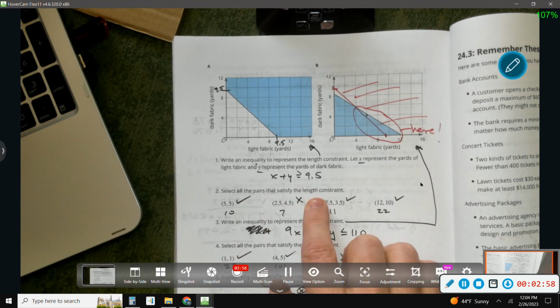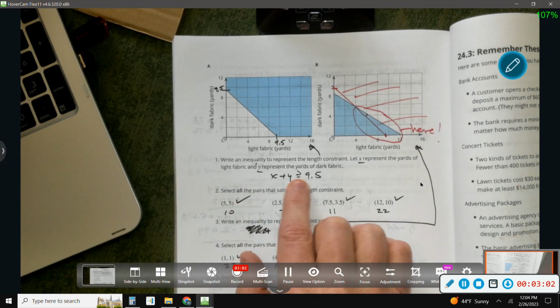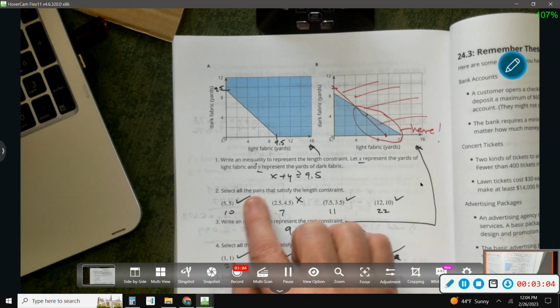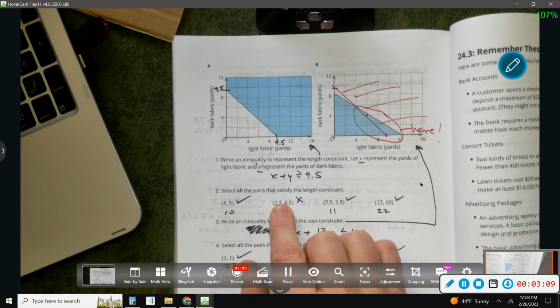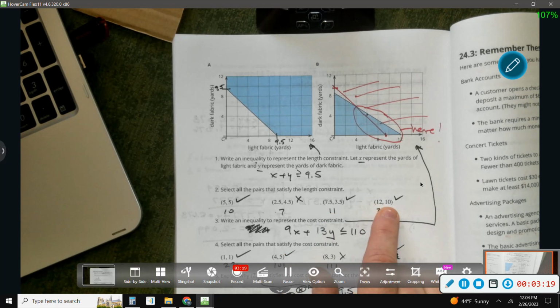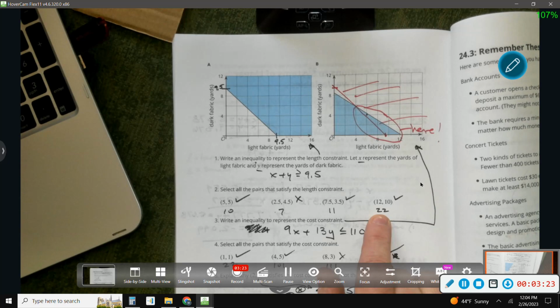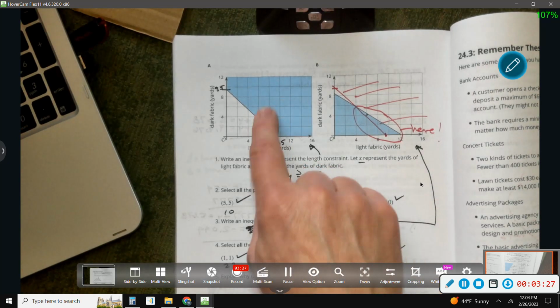Select all pairs that satisfy the length constraint. So if you go through, these have to add up to more than or equal to 9.5. So 5 plus 5 is 10. 2.5 and 4.5 is 7, so that doesn't work. 7.5 and 3.5 comes up with 11, so that works. 12 and 10 works too. That's a lot of fabric, but that still works. The ones that work are all in this little blue shaded area.